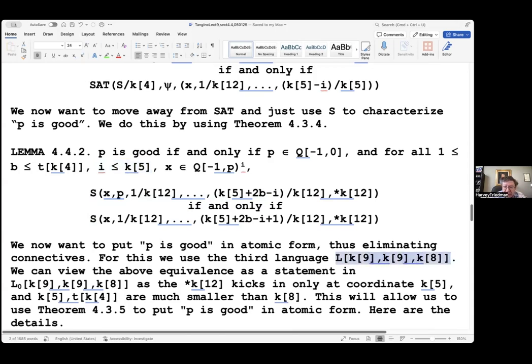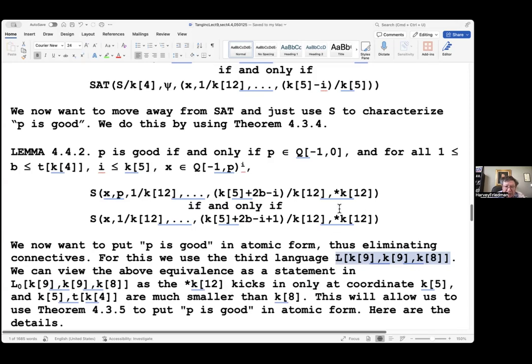in this bigger language, K9, K9, K8, where we have more variables, although that's not as important. We have more variables and we have more complexity, which is important, and we have more arity for R.